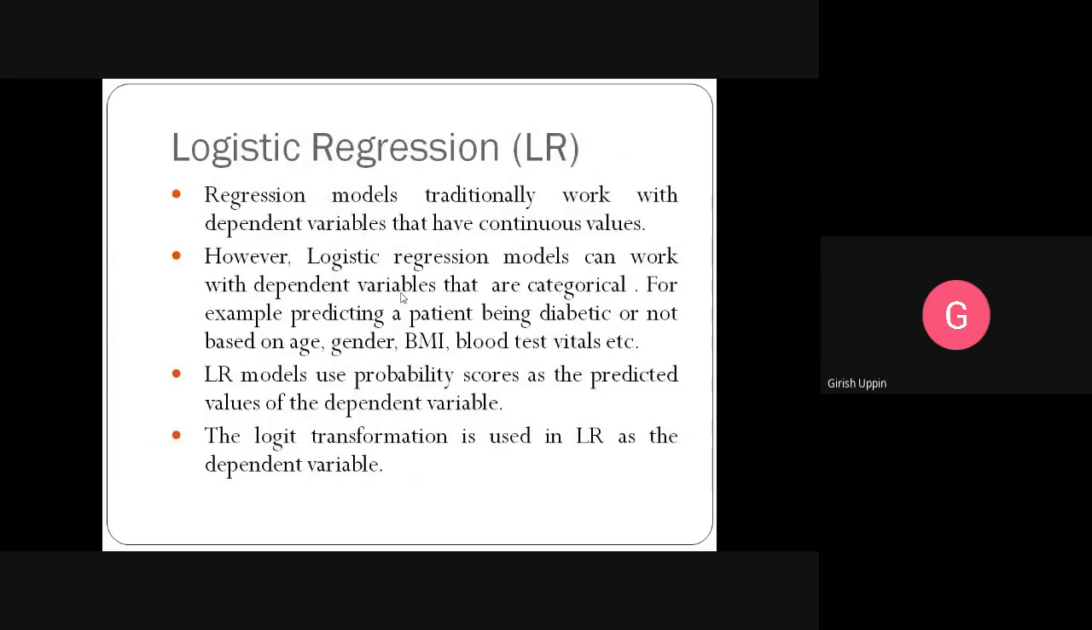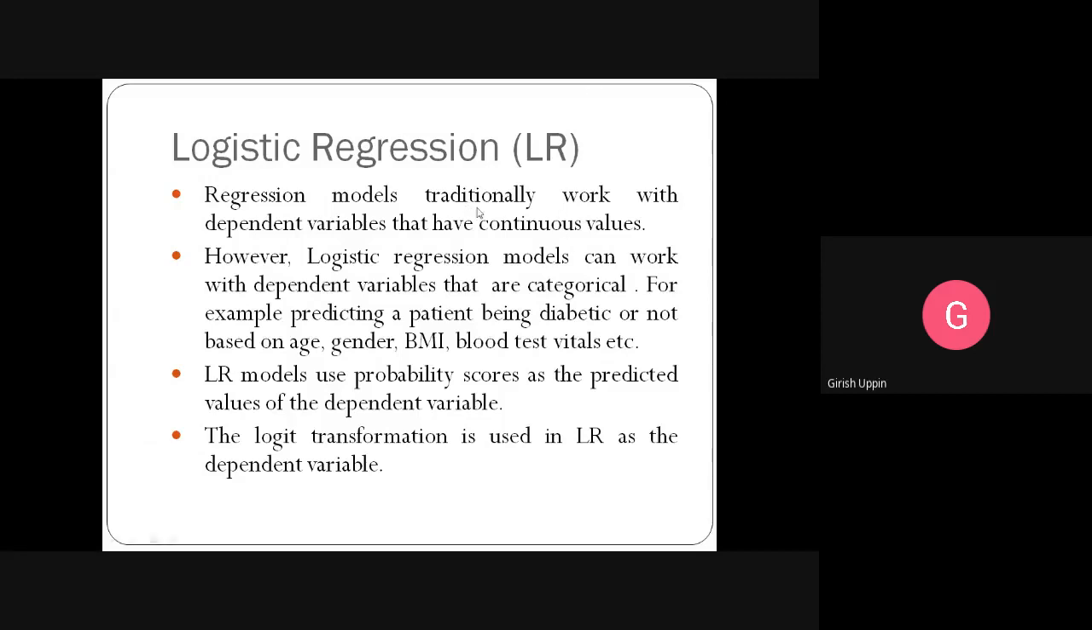Next one is the logistic regression. The regression model traditionally works with dependent variables that have continuous values. Now we saw two examples here: one is the house price, which is a continuous value, and second one is the energy consumption, which is a continuous value. So normally these regressions are used when the dependent variable has continuous values. However, we can use logistic regression models that will work for categorical prediction. Categorical prediction means you can use it for classification problems.